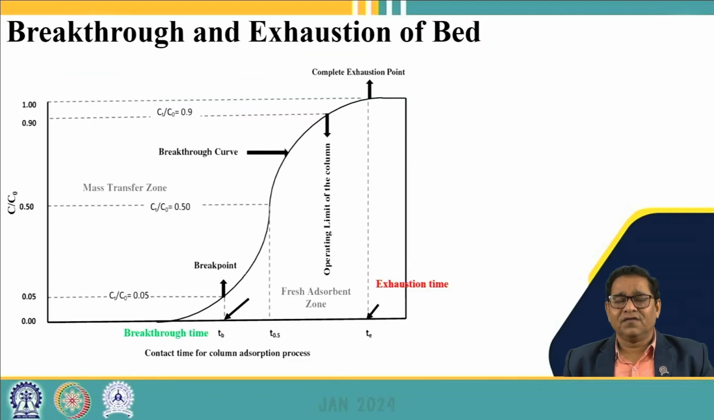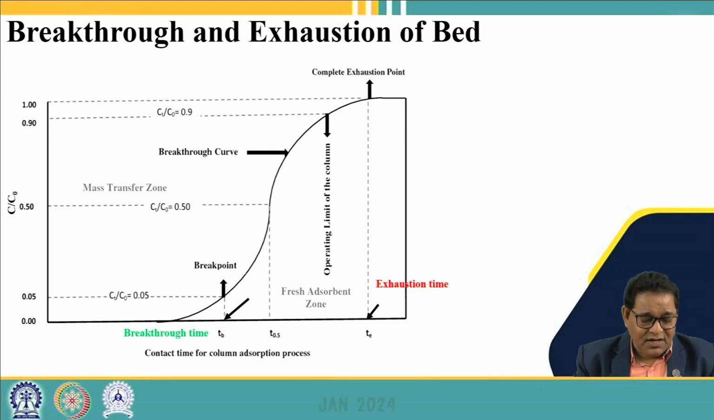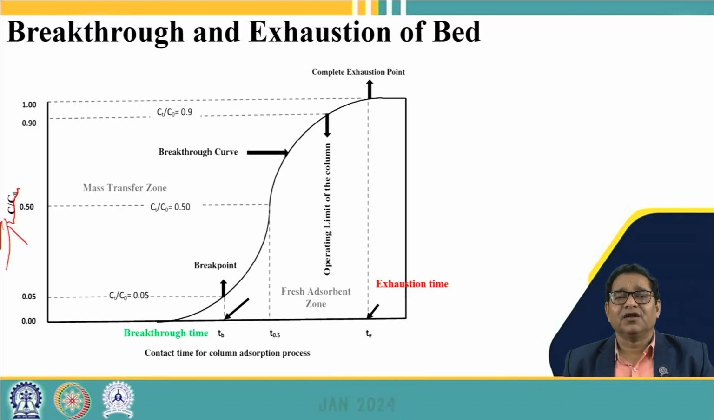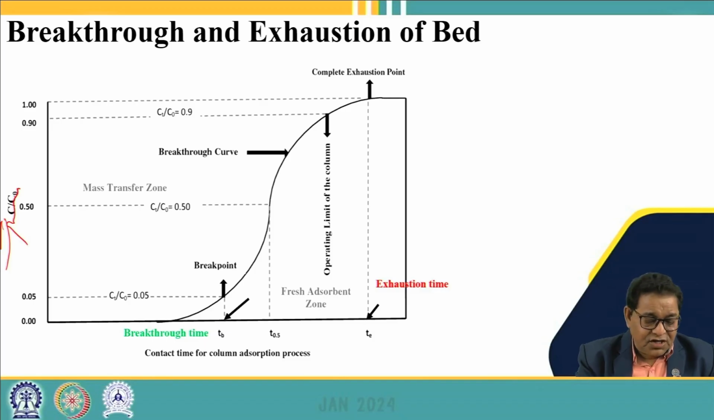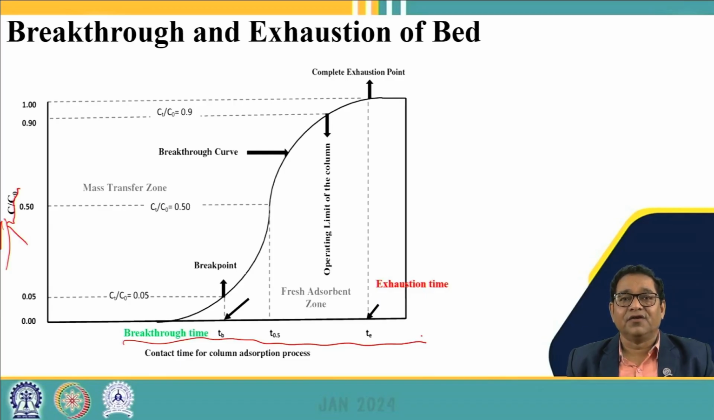So how to plot this breakthrough curve, how to find out the point of breakthrough and the point of exhaustion? This is done by plotting the breakthrough curve, and you can see here this is the normalized concentration, C by C0. It means the ratio of the concentration of the adsorbate at any point of time with respect to the initial concentration of adsorbate in the solution. This normalized concentration is plotted for different time intervals, say T1, T2, T3, till the bed is exhausted.